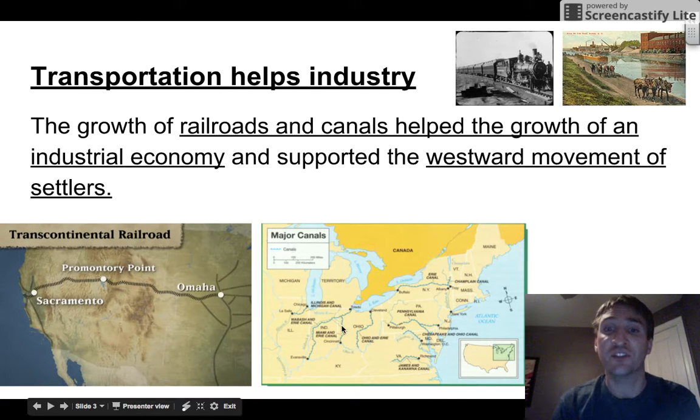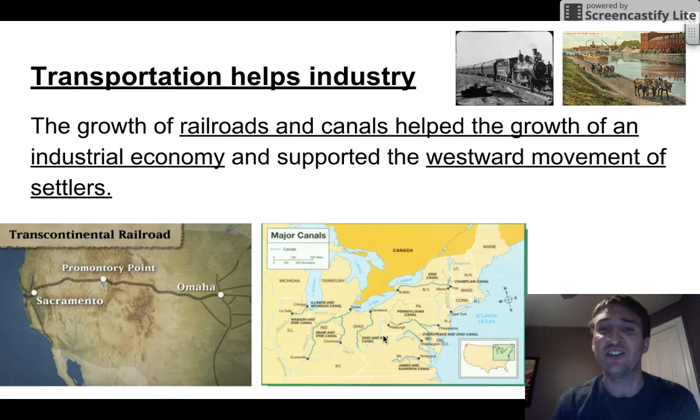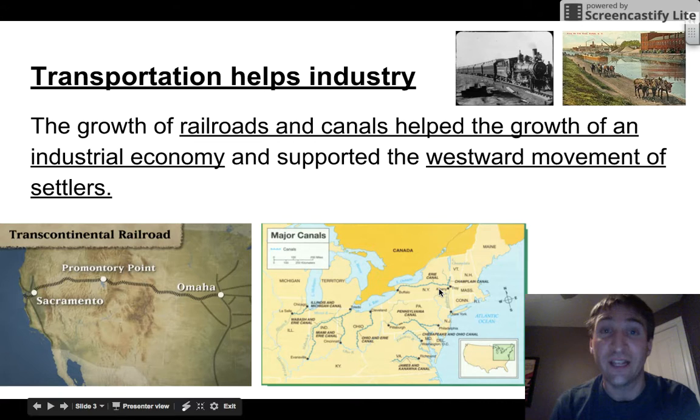Major canals. Here is a map of some of the major canals. The most important and famous canal was the Erie Canal here in New York. But these man-made waterways were important for trade.